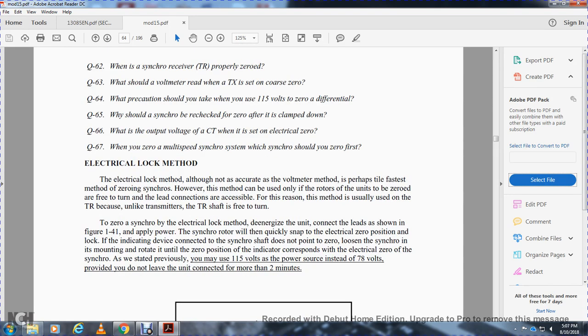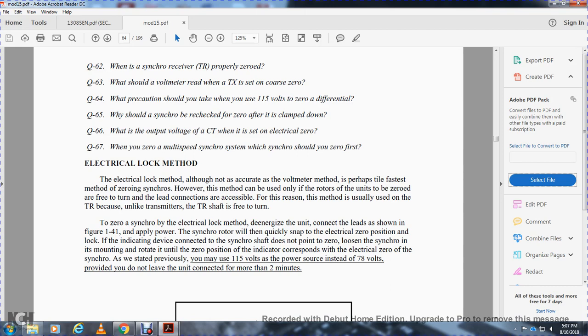Electrical lock method. Although not as accurate as the voltmeter method, the electrical lock method is a method of zeroing synchros, using the rotor lead connection accessible for the unit. You use a torque receiver as the unit like the transmitter, and the torque receiver shaft turns.